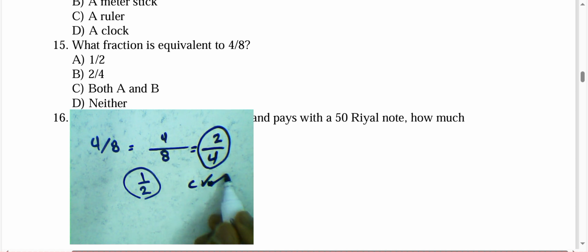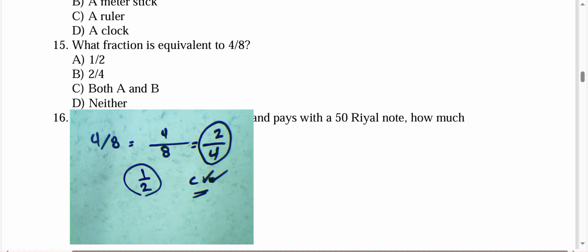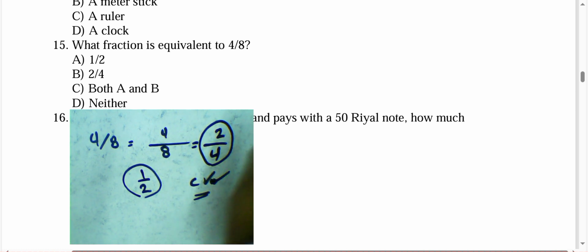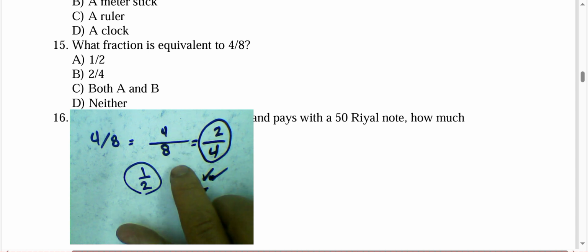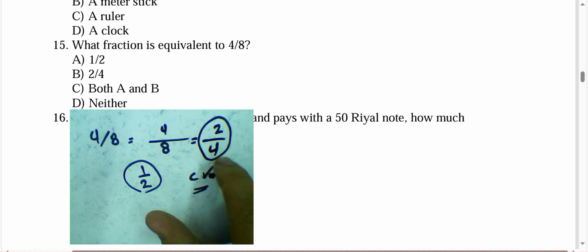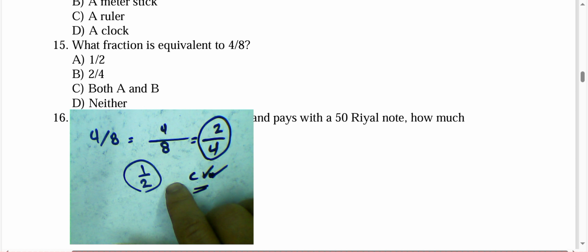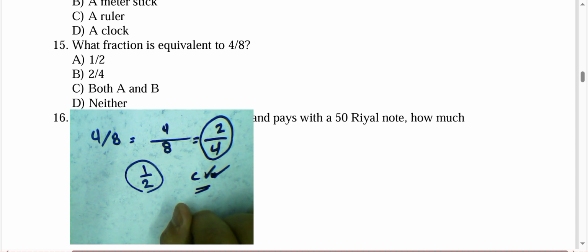Okay, letter C is correct, because letter C says both A and B. A is correct and B is correct, because we can divide the numerator and denominator by 2 to simplify this fraction. 4 divided by 2 equals 2 and 8 divided by 2 equals 4. Next step, 2 divided by 2 is 1 and 4 divided by 2 equals 2. Then the result will be 1 over 2, the simplest form. Then you must choose letter C.